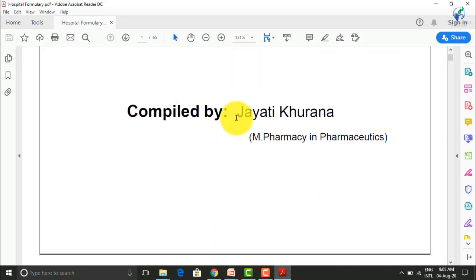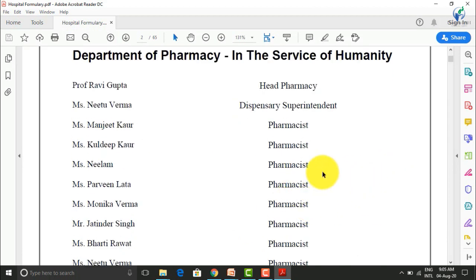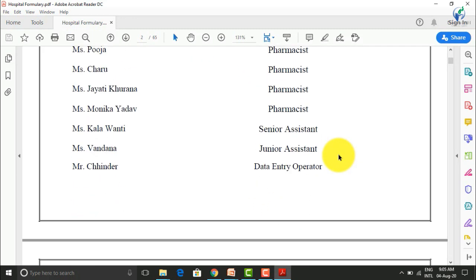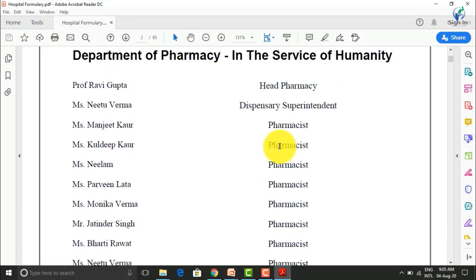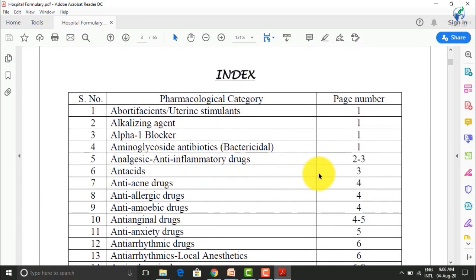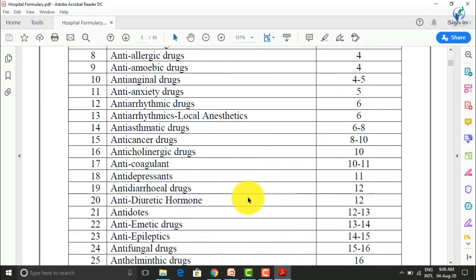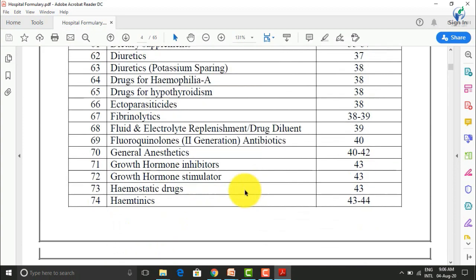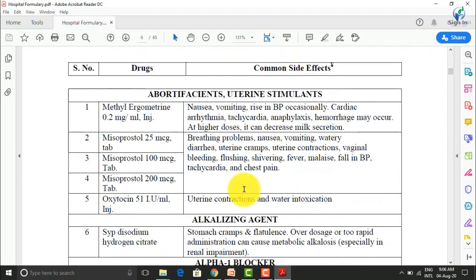This was compiled by J.T. Khurana. He is an M.Pharmacy in pharmaceutics. See, the person engaged here is mainly the pharmacist. They are engaged to prepare this list, and this is the indexing. On the basis of pharmacological categories, the list is prepared, and accordingly the guidance has been given.